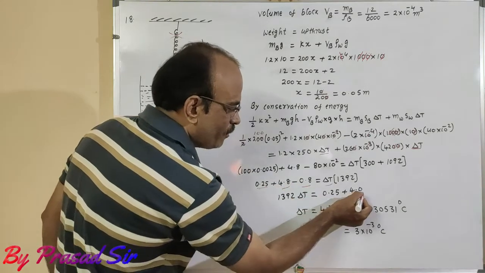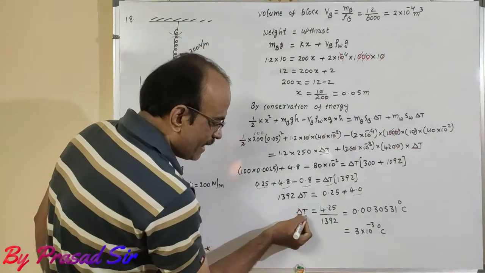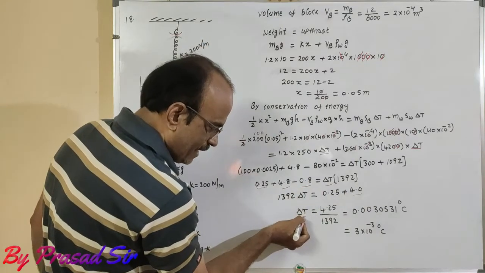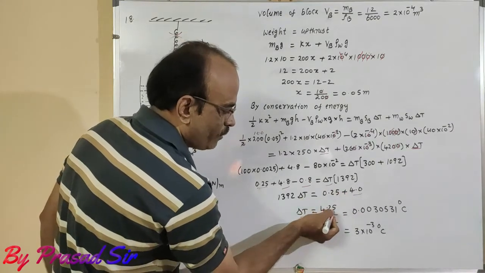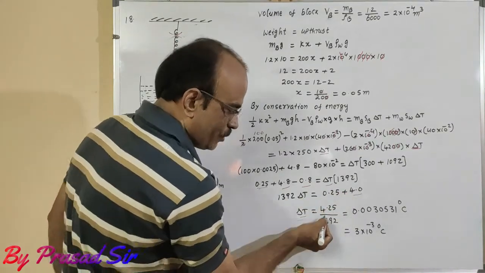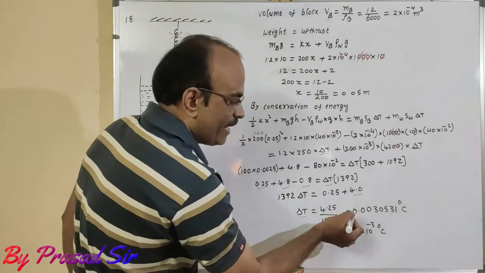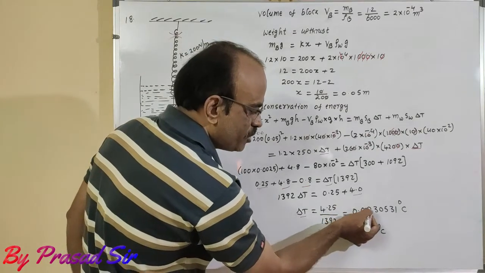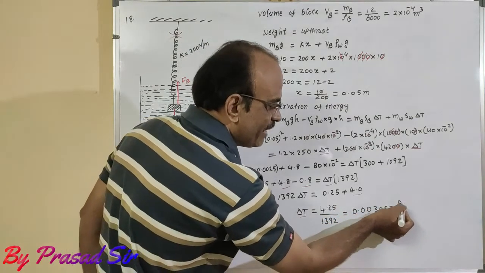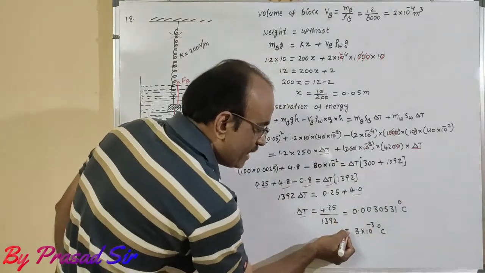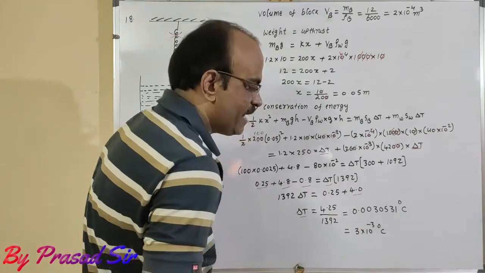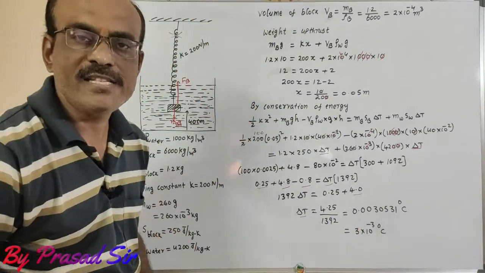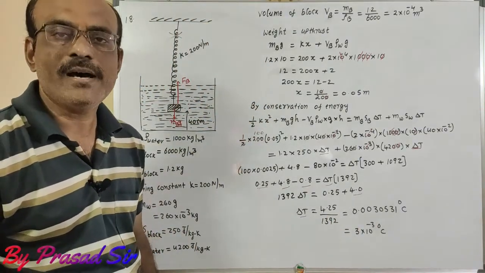How much we are getting? 4.0. So here delta T I want to calculate. Delta T is equal to here 4 plus 0.25, 4.25 divided by 1392. On division of these two, we are getting 0.0030531 degrees centigrade. But here, nearly I will write the value as 3 into 10 to the power of minus 3 degrees centigrade. This is the solution for question number 18.